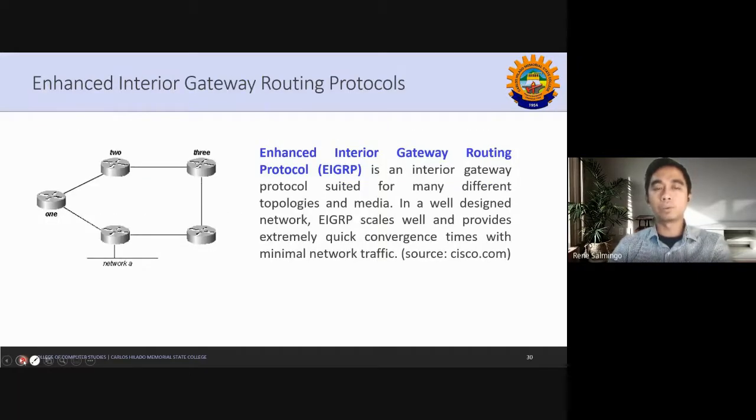Now we go to the second routing protocol. We have the Enhanced Interior Gateway Routing Protocol. It is an interior gateway protocol that is suited for many different topologies and media. In a well-designed network, Enhanced Interior Gateway Routing Protocol scales well and provides extremely quick convergence times with minimal network traffic.